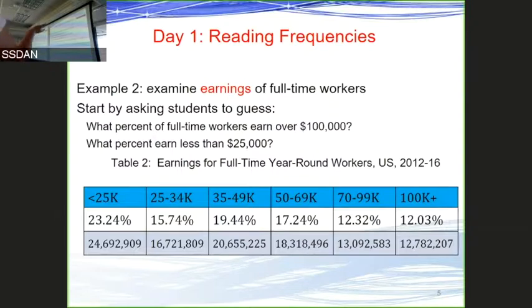Maybe 35 to 99, 35 to 69. Okay. High income? 70 and above. So this is really interesting. Your students may give you different answers.